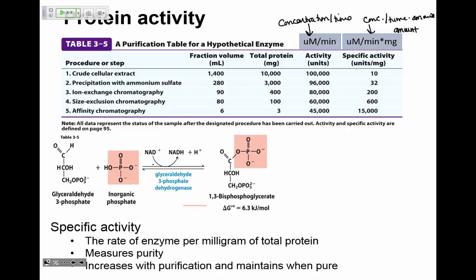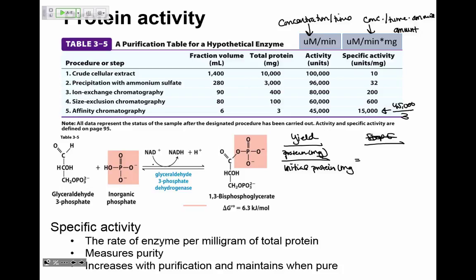All right, on the homework you're going to also be asked to calculate specific activity. So this was calculated by dividing 45,000 by 3, and we got 15,000. You're also asked to calculate yield. This is determined just by dividing the protein in milligrams by your initial protein in milligrams.